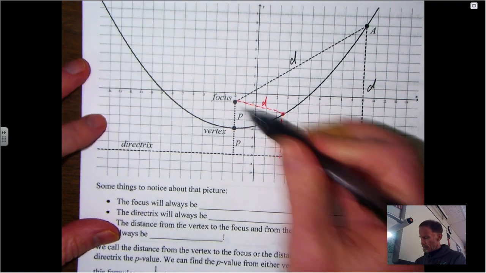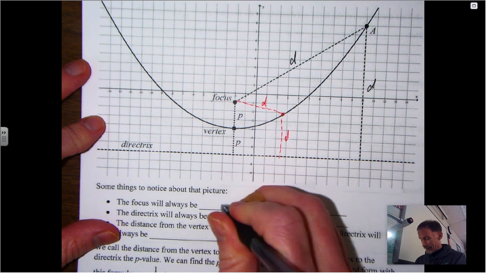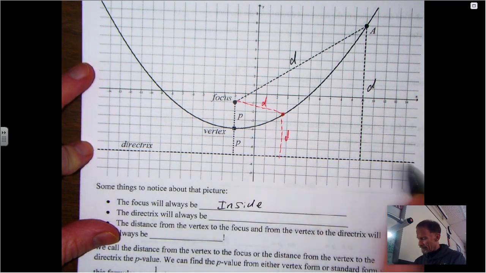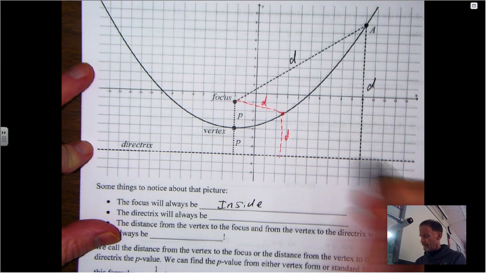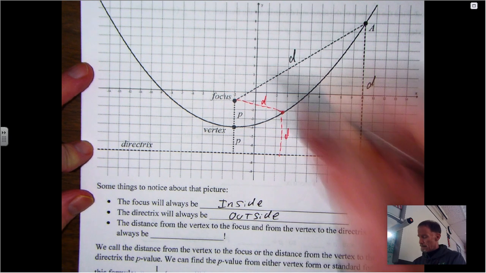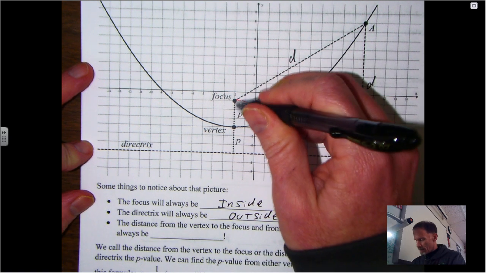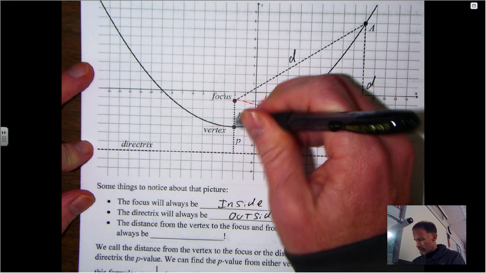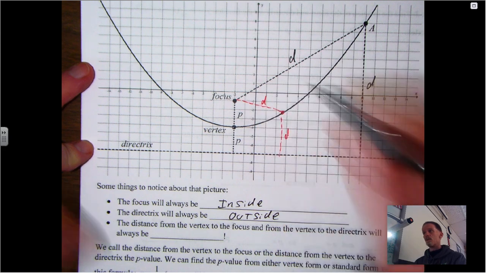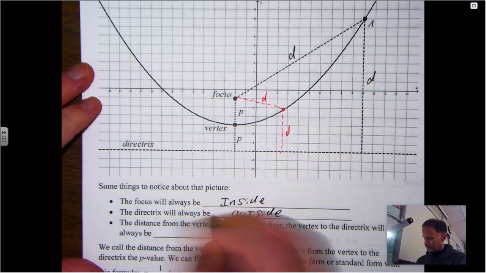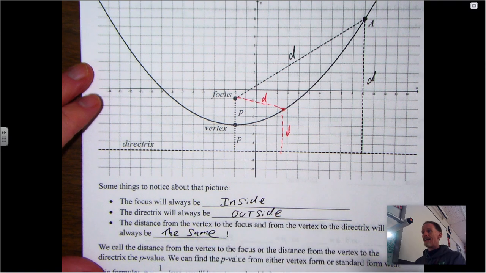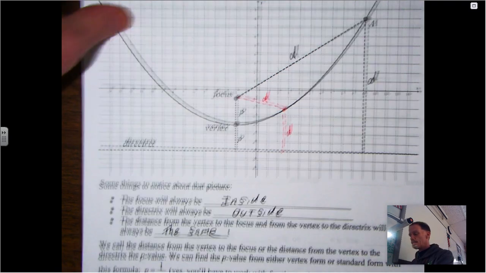Notice the focus point is always what I call inside the parabola. And then this line, the directrix, this kind of imaginary line, is always outside. Okay, but using that definition, notice the distance from the vertex to the focus or the vertex to the directrix is the same. It's what we call the p-value. So that begs the question, how do we find the p-value?